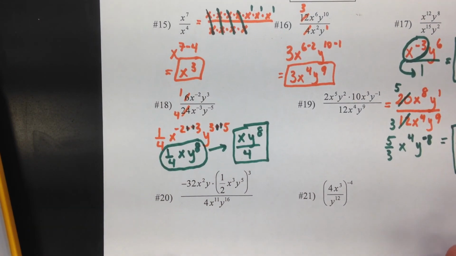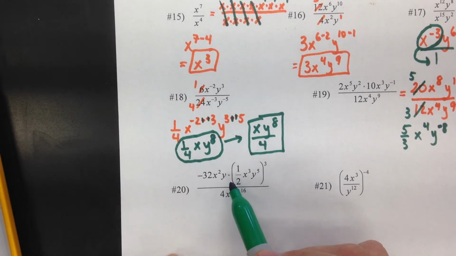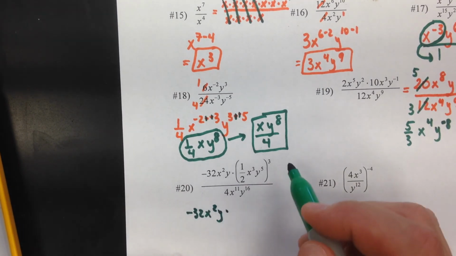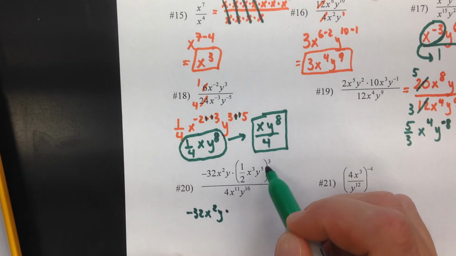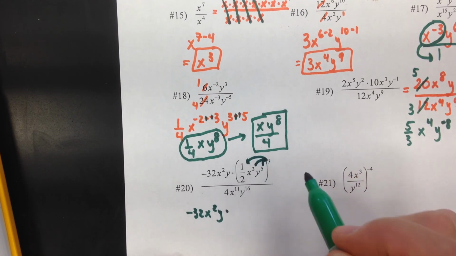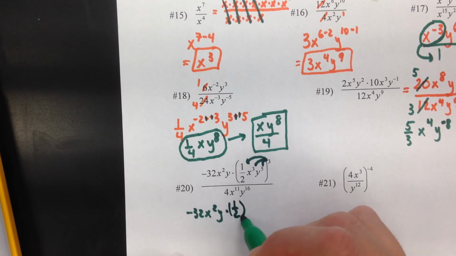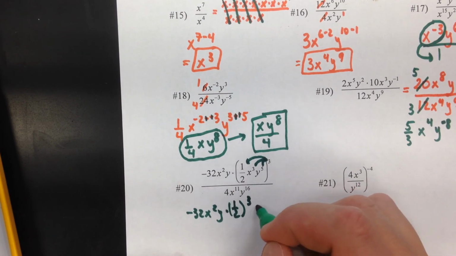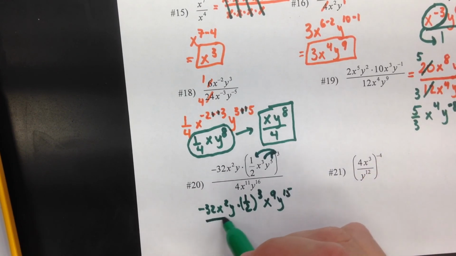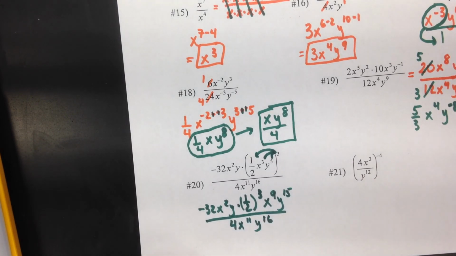Okay, number 20. Before we divide, let's take care of the multiplication at the top. So we have negative 32x squared y times this thing raised to the 3rd power, so that is going to distribute to all your exponents. 1/2 to the 3rd, x to the 9th, 3 times 3, y to the 15th. All divided by 4x to the 11th, y to the 16th.